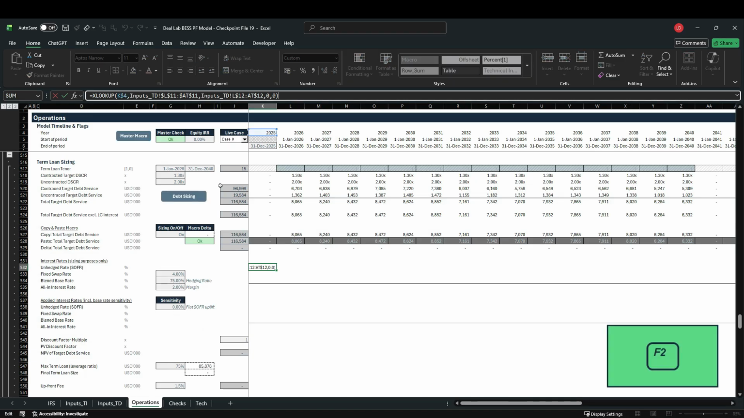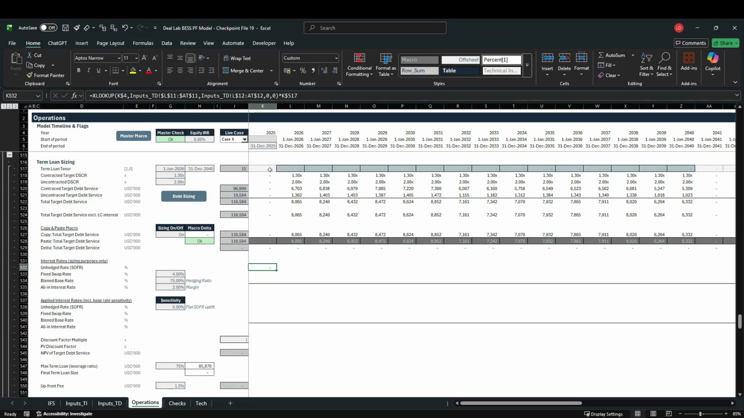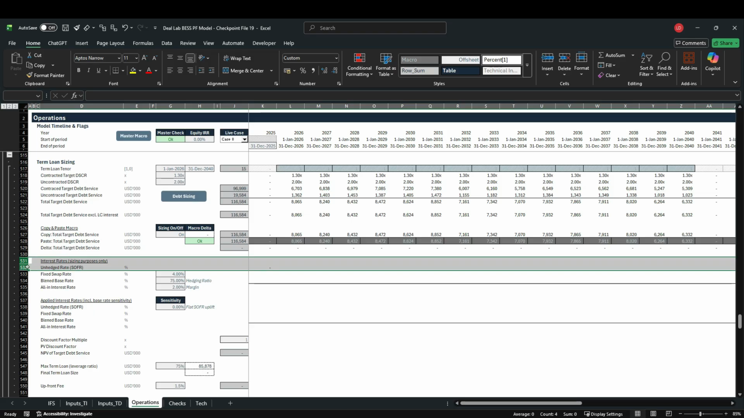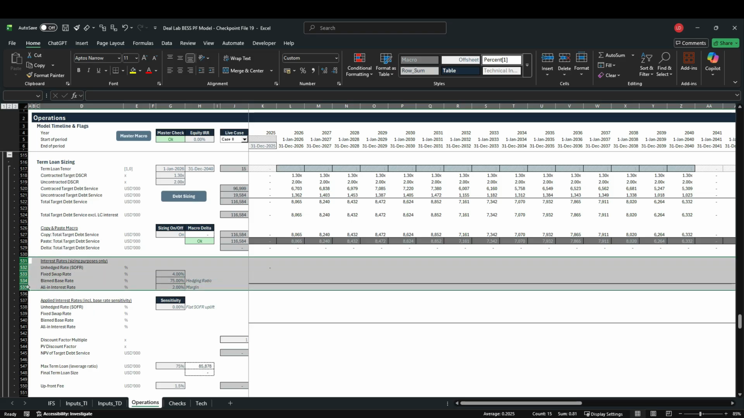And then hit F2, we will also multiply this with our term loan tenor flag. So multiply it with row 517, hit F4 1, 2 times and enter. And the reason why we're not using the SOFR curve including any sensitivity is because this interest rate here is only for sizing purposes.